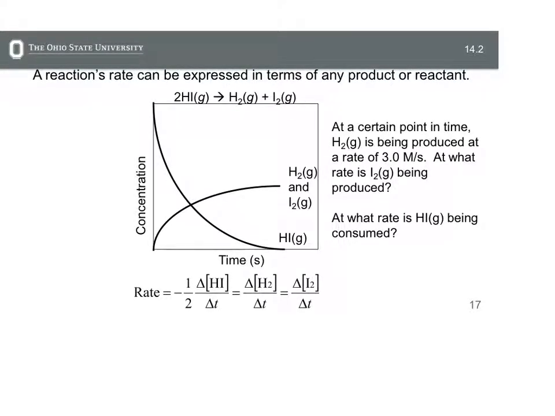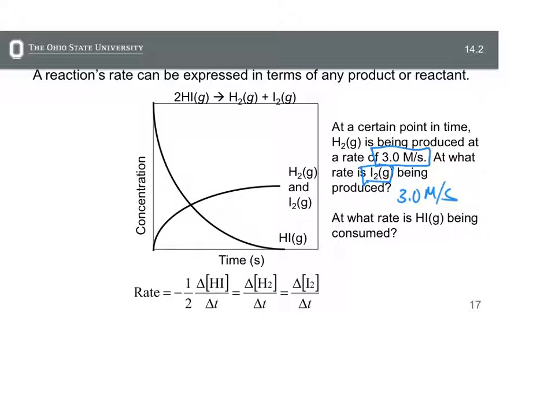Okay, so let's look at some actual numbers. So we can say that hydrogen is being produced at a rate of 3 moles per liter per second. And so if that's true, at what rate is iodine, I2, being produced? Yeah. 3 moles per liter per second.